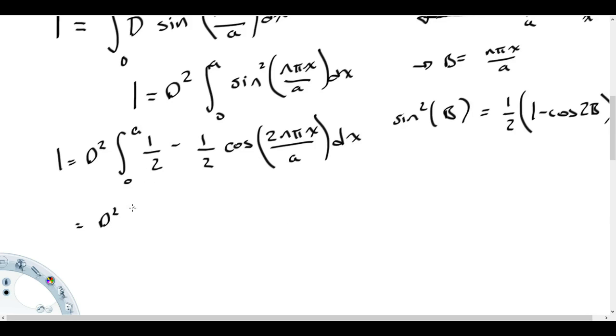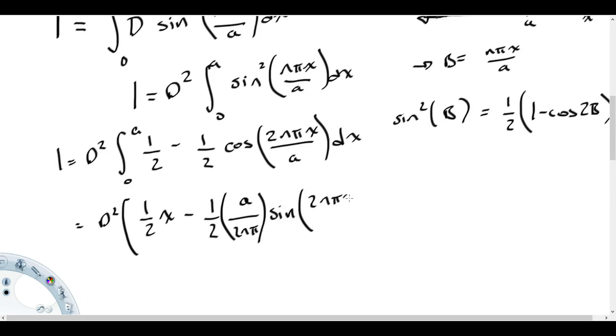Alright, so now we just take the integral of this. So the integral of half is just half x. The integral of half cos 2n pi x over a is half, then this inside essentially has to come out but flipped. So we have a over 2n pi, and then it's also sine 2n pi x over a. And this is being enforced through the limits 0 to a.